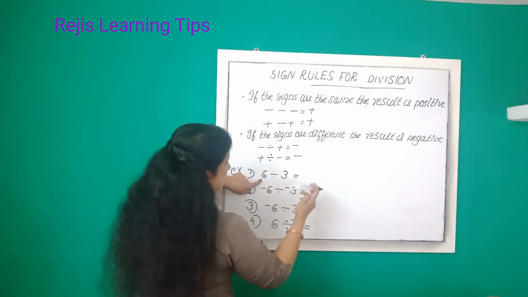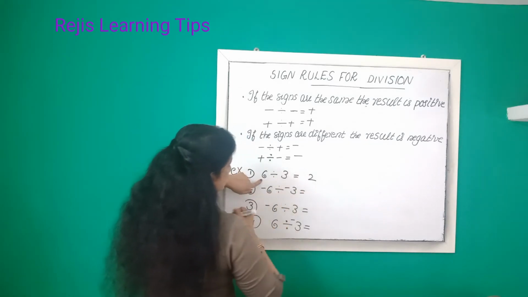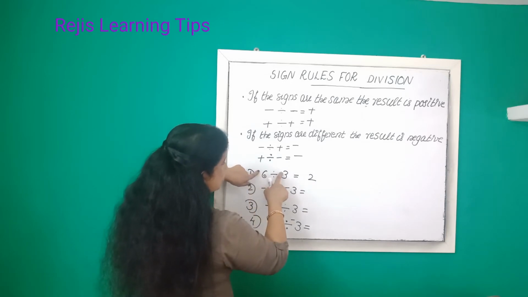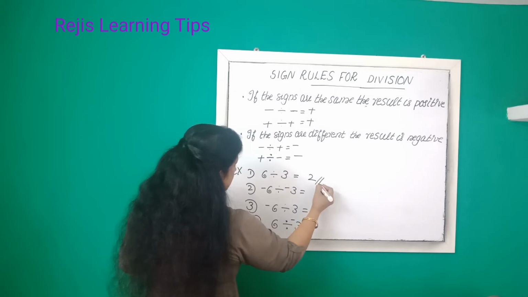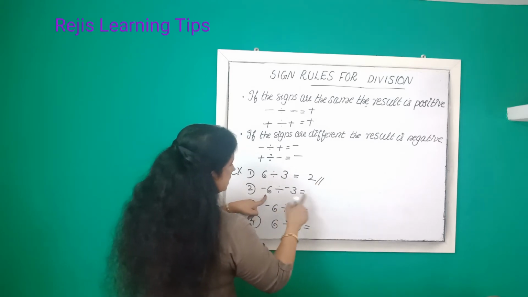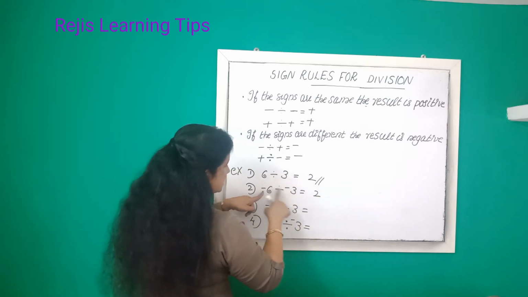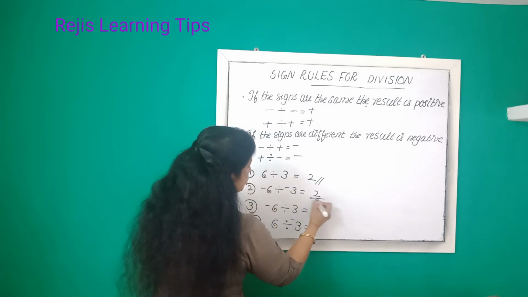Example, 6 divided by 3. 6 divided by 3, that is 2. Here the signs are same, so the result is positive. Understood? Then here 6 divided by 3, that is 2. Here the signs are same, so the result is positive.